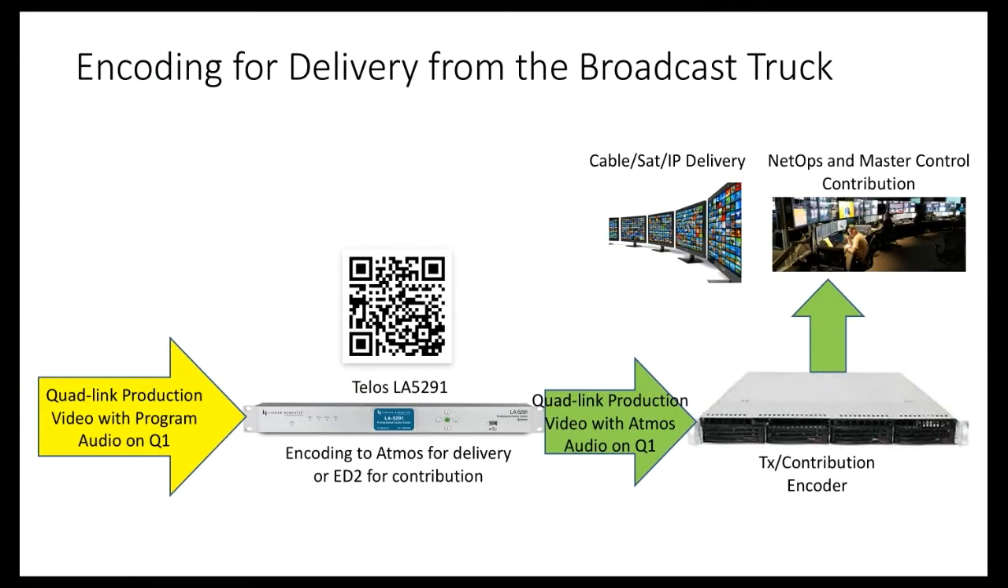And if it's ED2, then it hits a contribution encoder and is relayed to master control. If it's a Dolby Digital Plus delivery of Atmos, then it simply hits a transmission encoder and is then relayed to the cable and satellite distribution partner. So it makes the system much simpler, with less equipment in the path, and as a result, of course, less potential areas of failure. That QR code is a link to the Telos website for the 5291 spec sheet if you want to take a look at that.